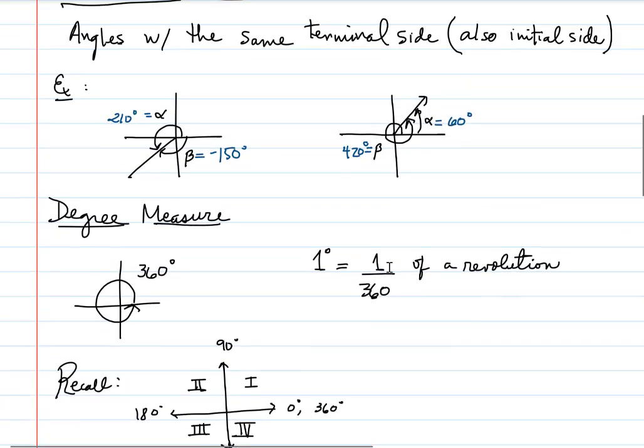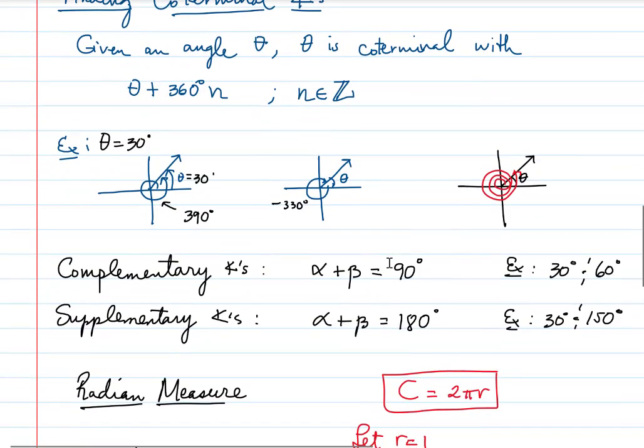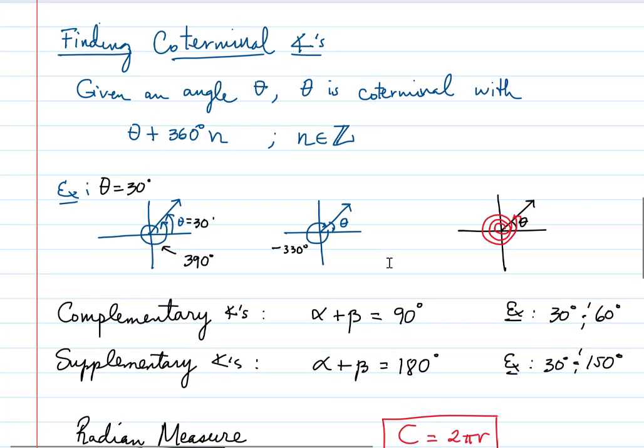Something else here on the degree part, now that we know radians, this coterminal definition here, I can convert that to this. Remember how we said we can add a multiple of 360 degrees to an angle to find a coterminal angle? Well, in radians it would be 2 pi. And again, it's the same thing, and it's an integer.